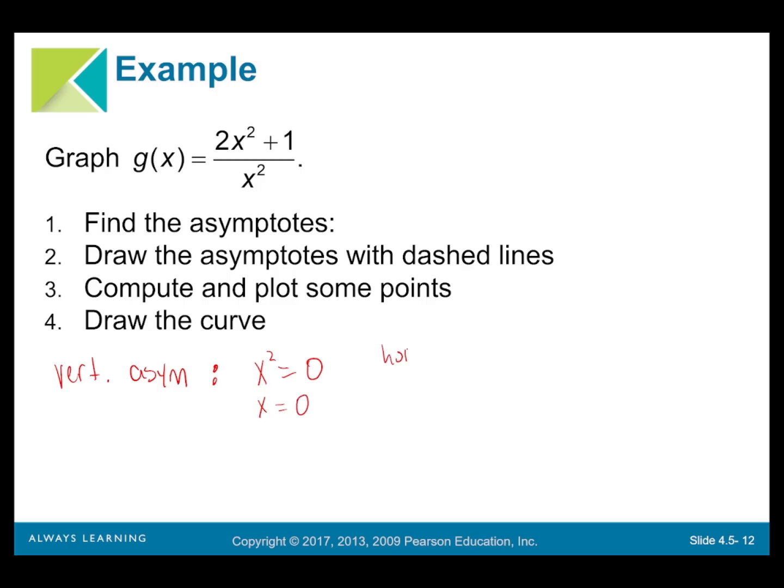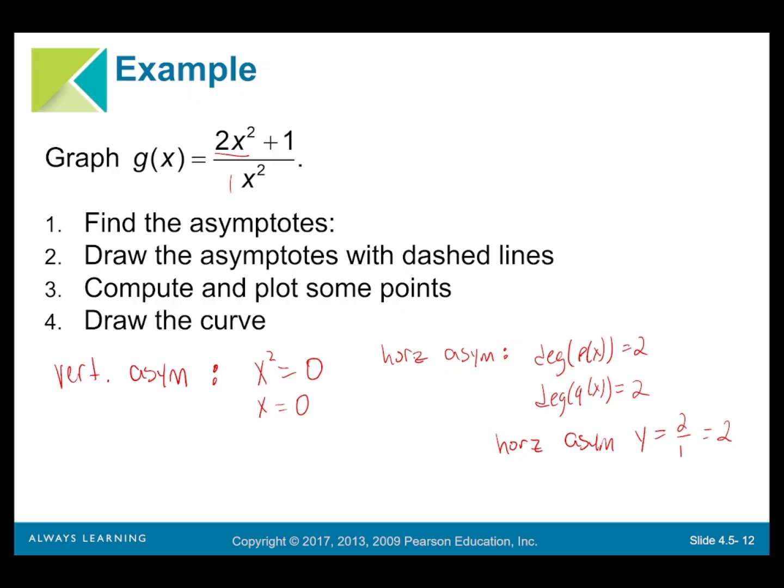For our horizontal asymptote, we are comparing our degrees. The degree of p of x here is 2. The degree of q of x is also 2. Therefore, the horizontal asymptote is at y equals 2 over 1, or just 2. Notice the coefficient here is 2, the coefficient there is 1. So there's our horizontal asymptote.